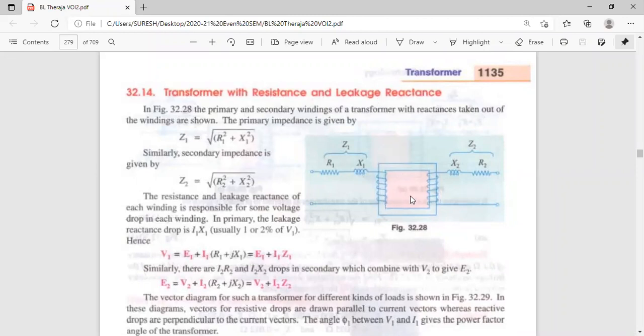Draw this diagram. Primary winding, secondary winding. In the primary winding, we are having R1 and X1. R1 is resistance of the coil, X1 is the reactance of the coil. Similarly, R2 is the resistance of secondary coil, X2 is the reactance of secondary coil.